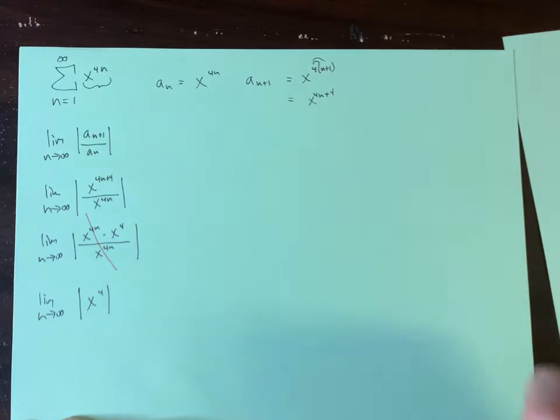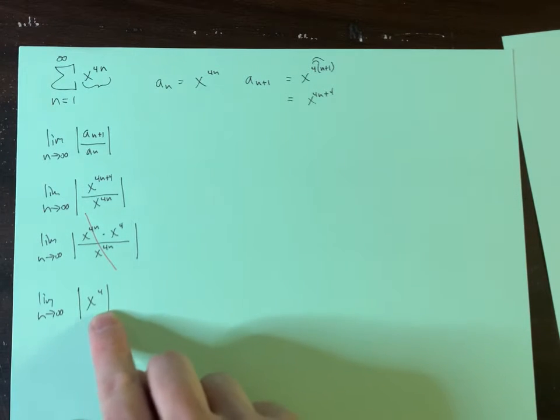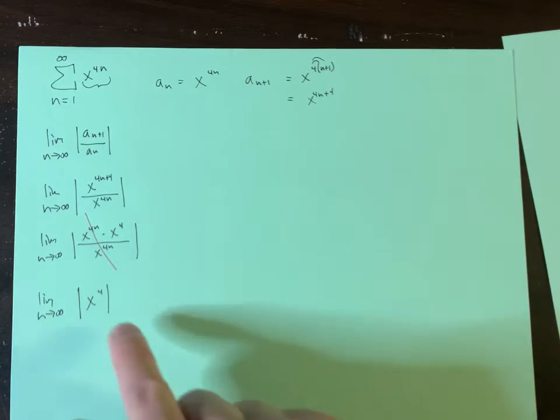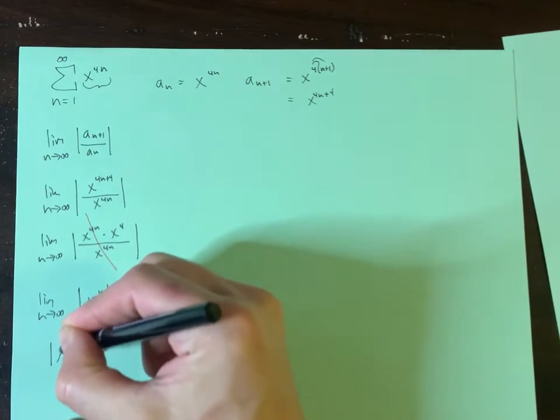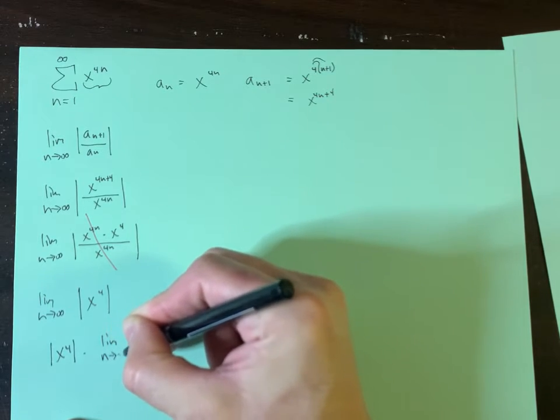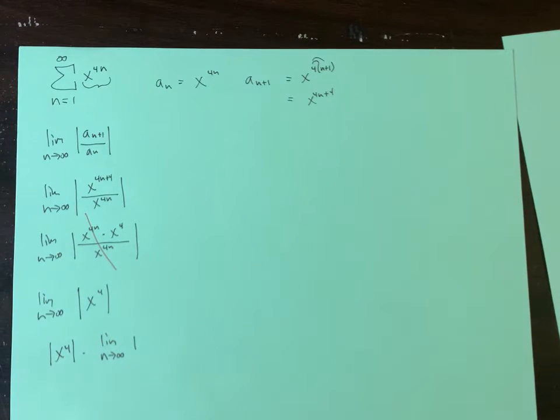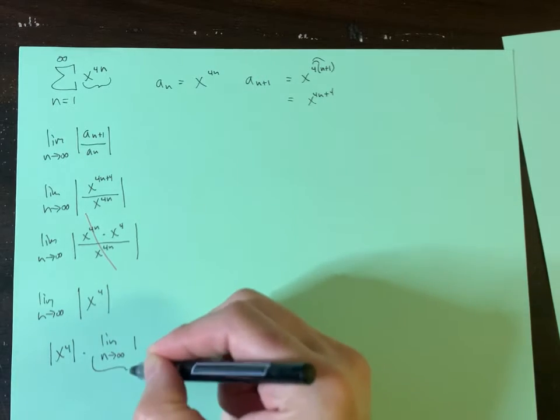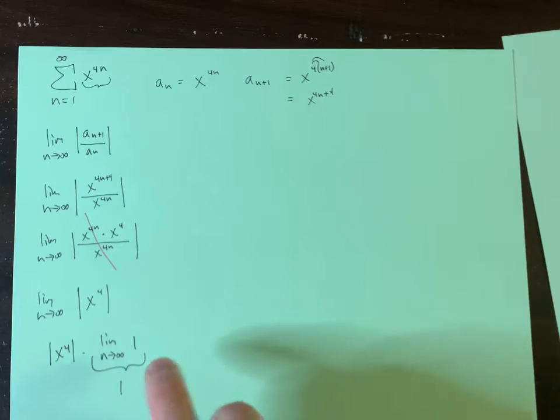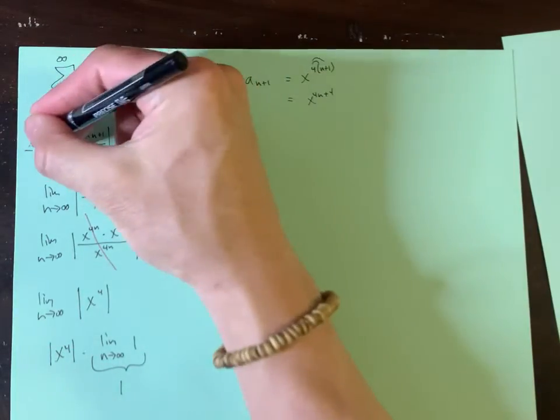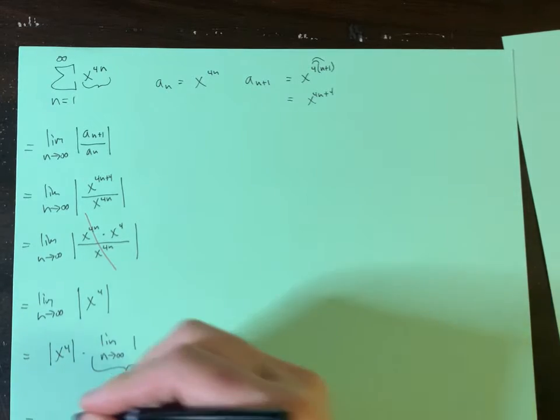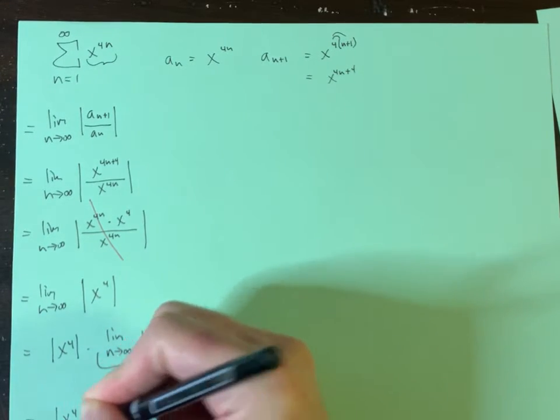Now notice that this here does not depend on the variable n. And for that reason, this can be pulled out to the front in its absolute value still. And then since there's nothing left inside the expression, it would just be 1. And this here is just going to be 1 because there's no n remaining. So the only thing left from all of this equals the absolute value of x to the 4.